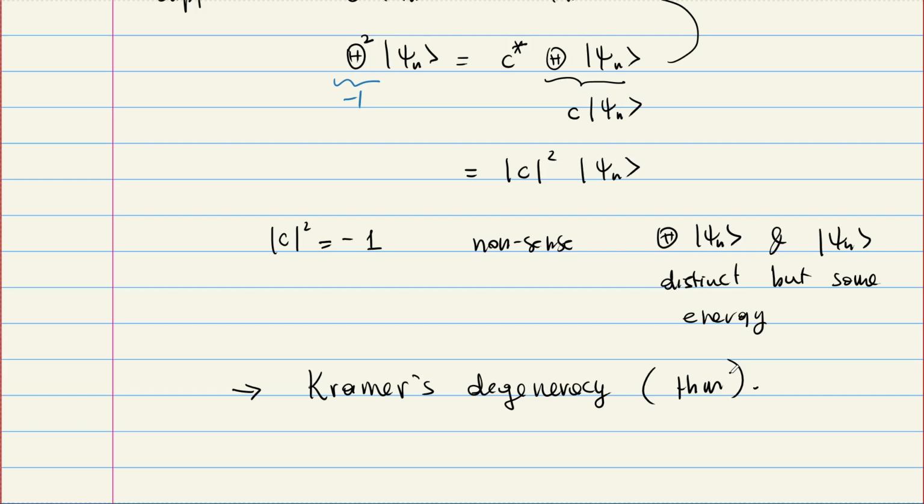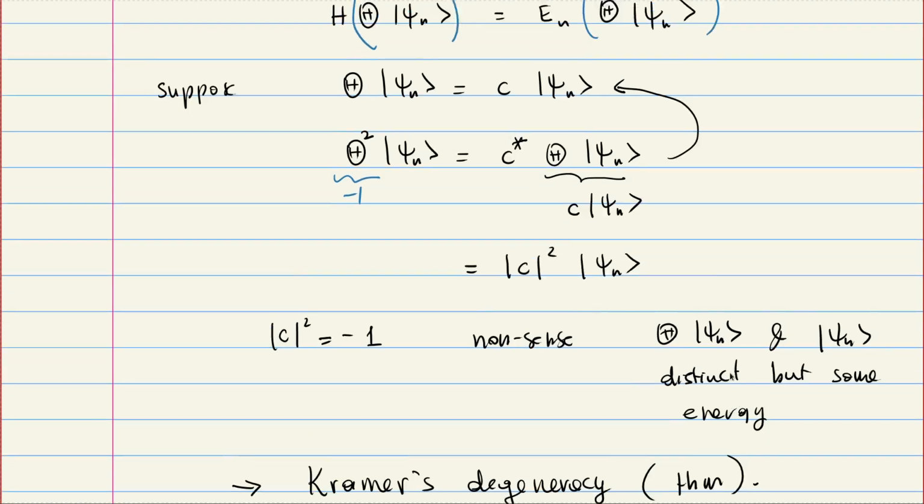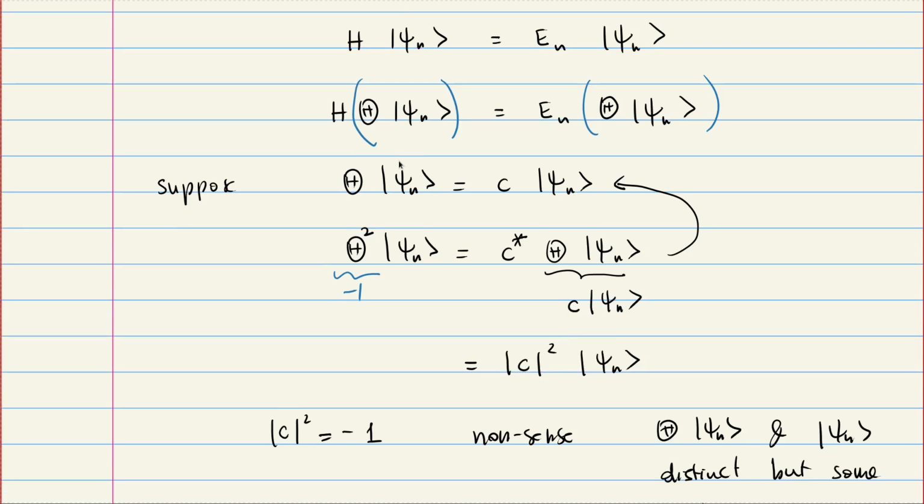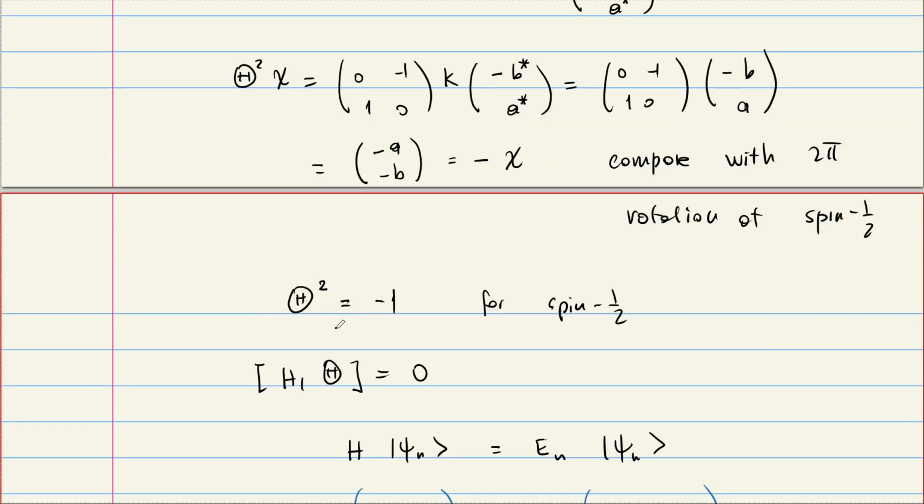And this one, for example, doesn't exist if we had an integer spin system. Theta squared would not be minus 1, and for integer spin, that would not imply a degeneracy. Only for half-integers. Good.